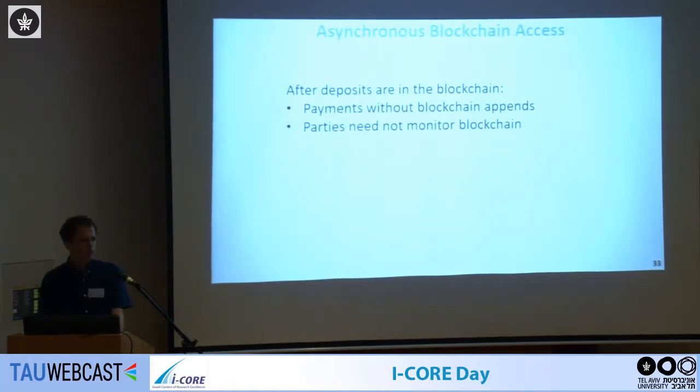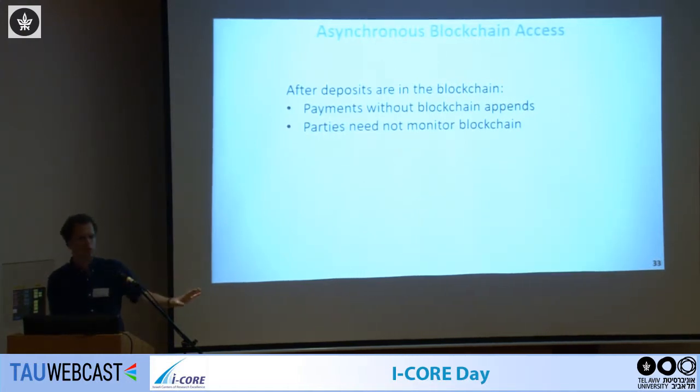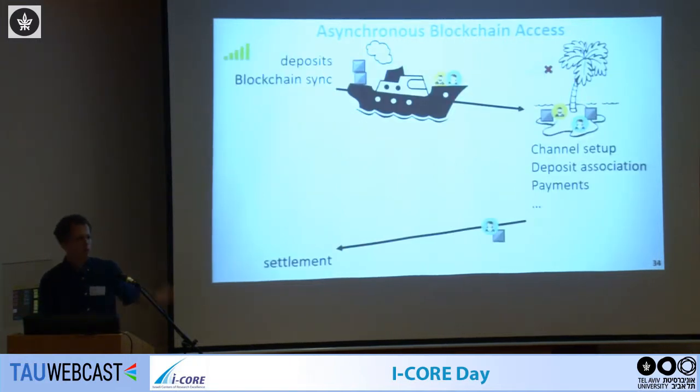So one of the nice points here is that after all deposits are on the blockchain, you can make the payments without touching it. So the parties in particular don't even need to monitor the blockchain because they get the commitments from the other side. They can't keep getting payments while the channel is already closed, because the trusted execution environment on the other side won't allow it. Here's an illustration. We have Alice and Bob somewhere where there's perfect connection.